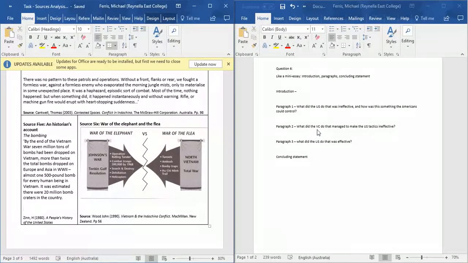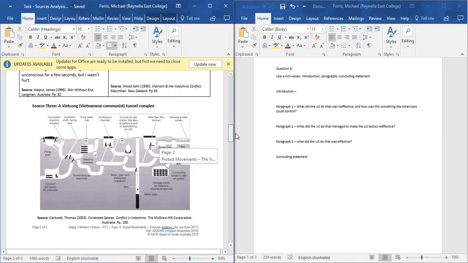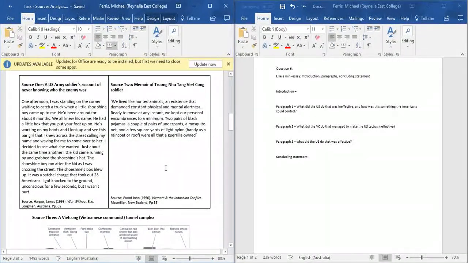In the second paragraph, what I would do is talk about what the Viet Cong managed to do that made the US tactics ineffective. So you might have a look at source 3, for example, and maybe something within source 1 or source 2, and talk about what it was that the Viet Cong did that made these US tactics so ineffective.